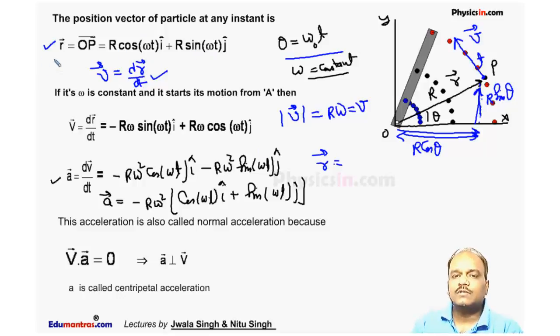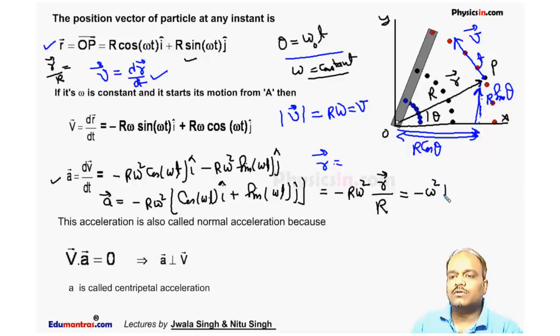Now if we see from this expression, cos omega t i cap plus sin omega t j cap is also equal to vector r divided by mod r. So we can write this as minus r omega square into cos omega t i cap plus sin omega t j cap, which is vector r divided by r. So it is equal to minus omega square into position vector. Now if we see, this acceleration is directed towards the center, opposite to the direction of position vector.